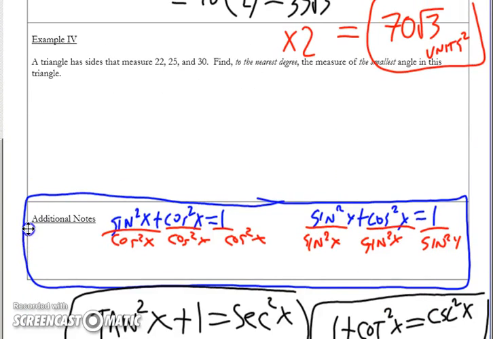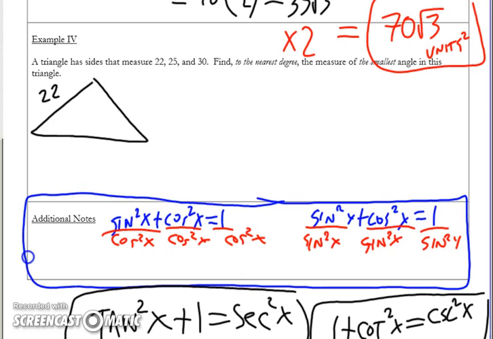The triangle has sides that measure 22, 25, and 30. Find to the nearest degree the measure of the smallest angle in this triangle. You'll have to move a little bit quicker because I can only do 15-minute videos. I have 2 minutes to do this. So stay with me. You can always rewatch if it's too fast.